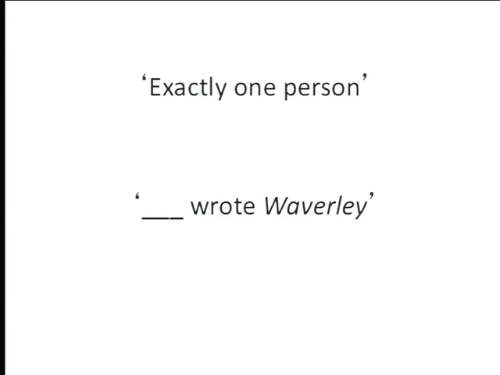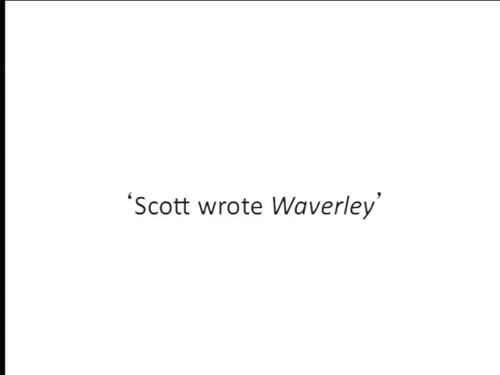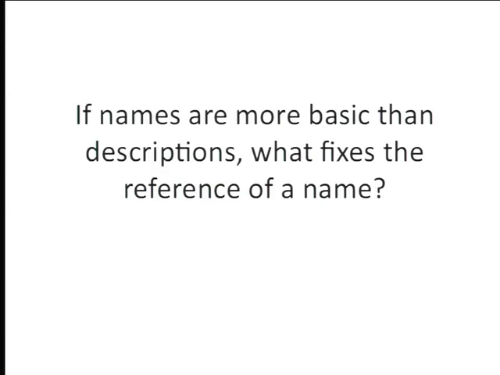So Russell said, it can't be right to analyze names in terms of descriptions, because there has to be a more basic level of reference than one that involves descriptions. So if you've got something like Scott wrote Waverley, and Scott there is really a genuine proper name, then it can't be making its connection to the object by way of a description. But then, if names are more basic than descriptions, what is it that's fixing the reference of a name? What does Russell say?